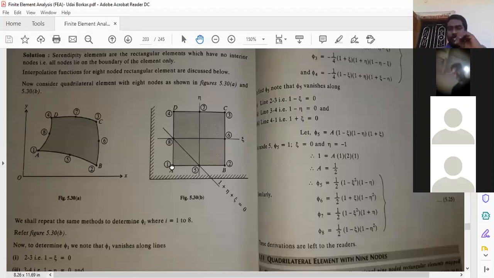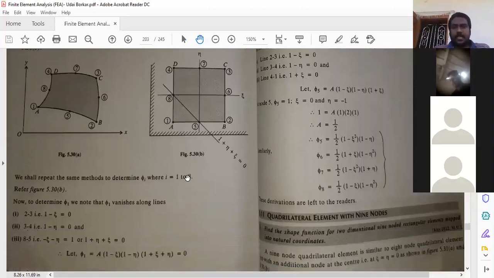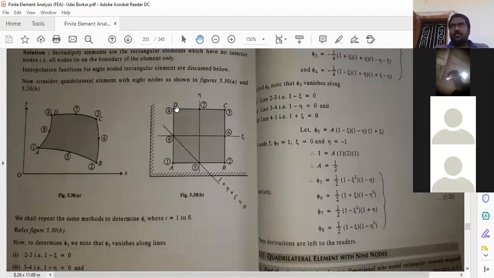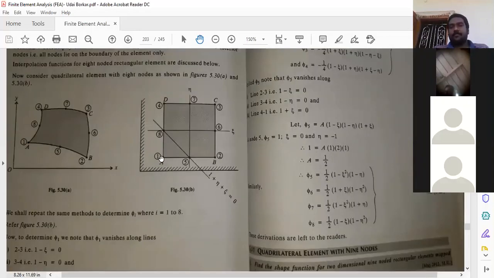If we want to find the shape function at node 1, then you have to consider the equations of all the remaining nodes. Like here, 2 to 3 means the PC side equation we considered, and the CD side we considered, and this 5 to 8, one diagonal line, that equation we considered. While considering these 3 lines, we can cover all the nodes. So in that way we found the shape function at node 1, right?